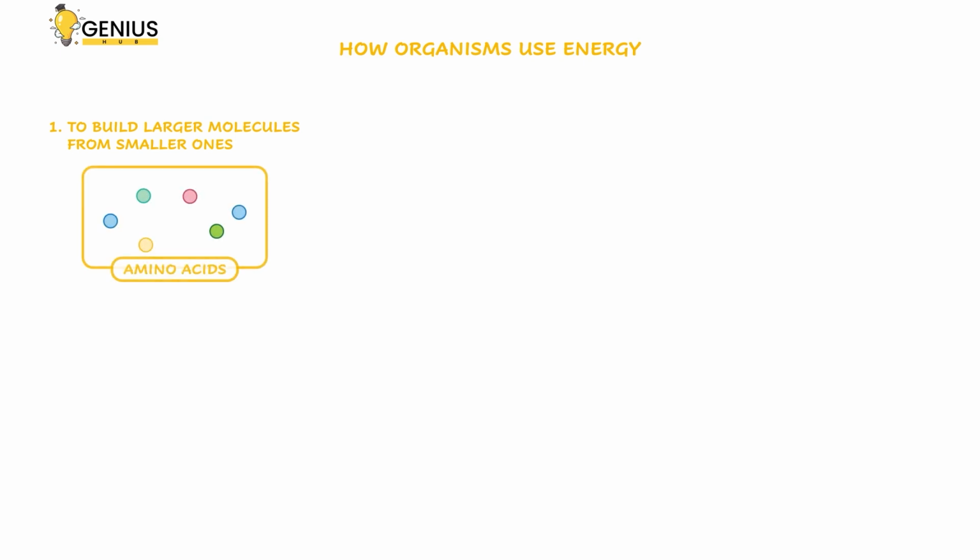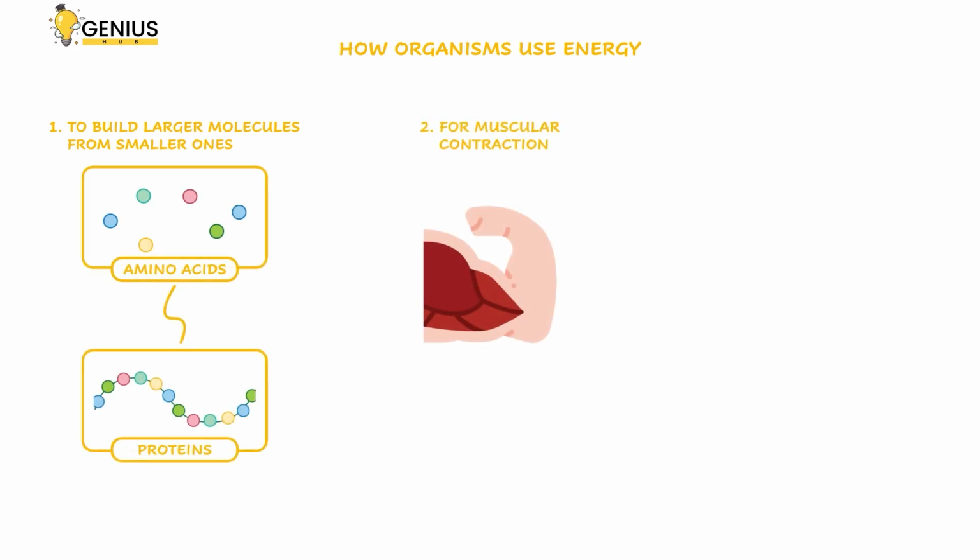Before we dive into how respiration works, let's look at 3 examples of how organisms use this energy. One example is building larger molecules from smaller ones, such as linking amino acids to make proteins. Another is enabling muscle contraction, allowing us to move around. A third is regulating body temperature, keeping us warm even in colder surroundings. These are just a few uses. Our bodies rely on energy for countless processes happening constantly.